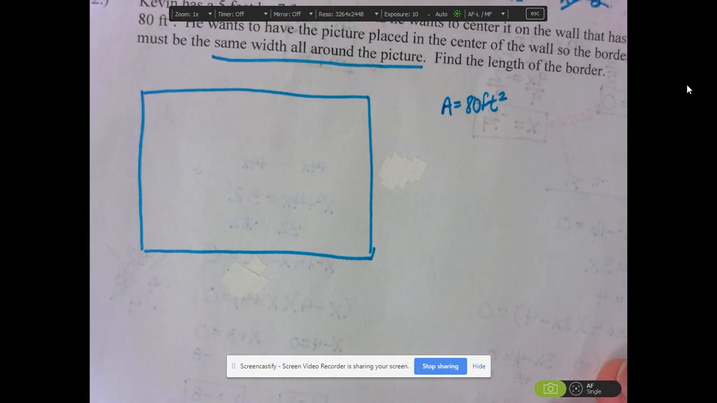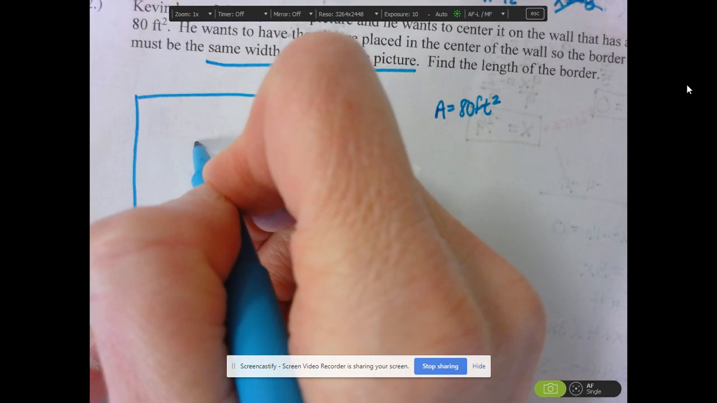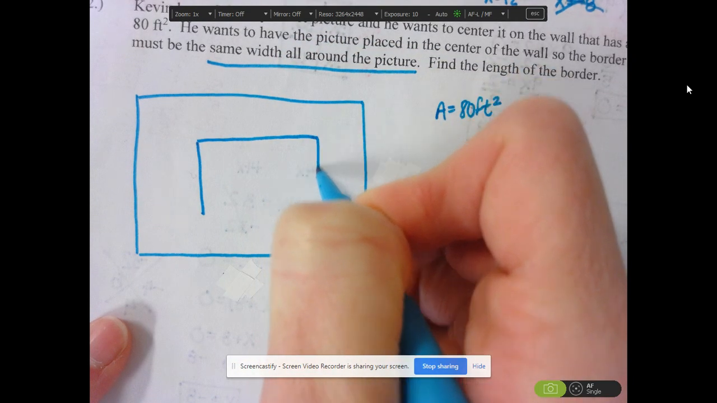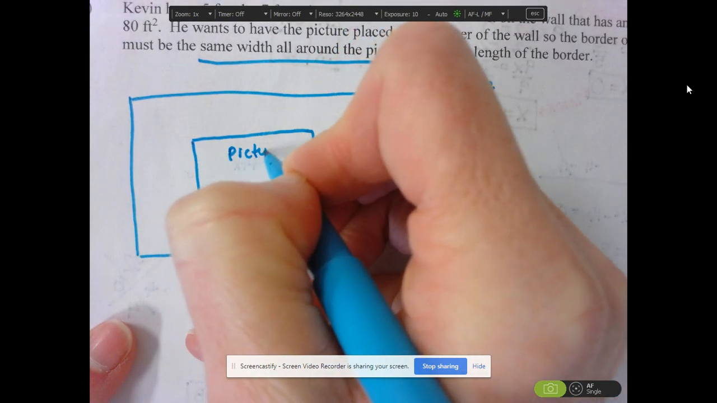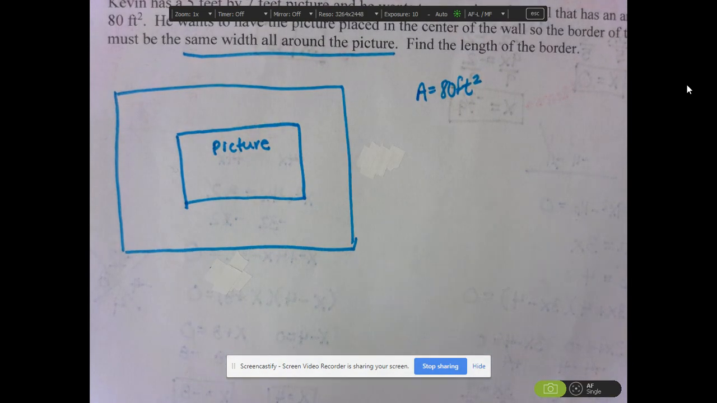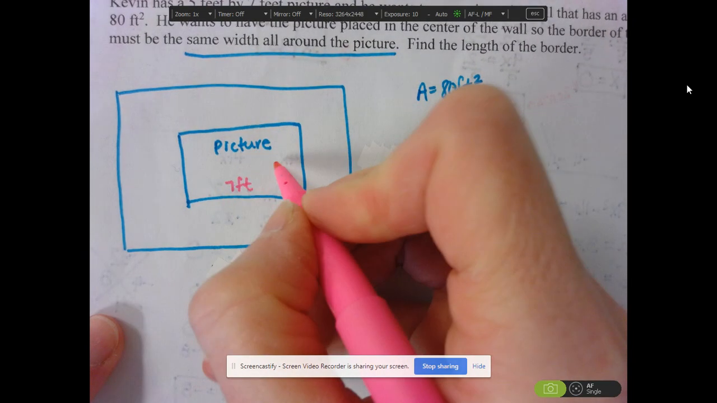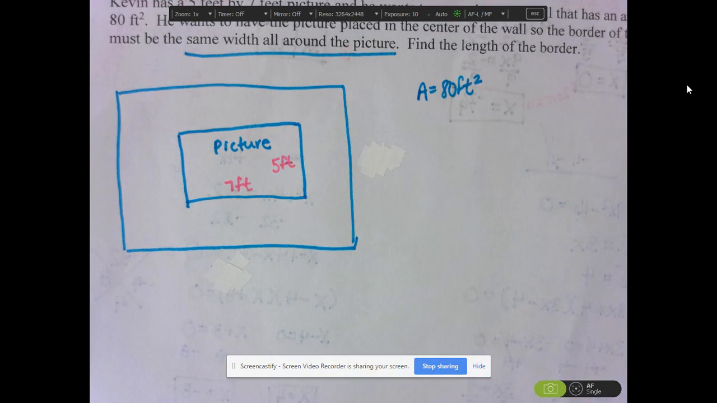All right. But we have a picture that's 5 by 7 that's going to go in the center of the wall. So here's my picture. Seven feet, 5 feet. That makes more sense. Now this one is different than the other ones we've done because the other ones we've added a little bit of length on one direction versus the other direction. Here we're adding on a length all the way around the picture.